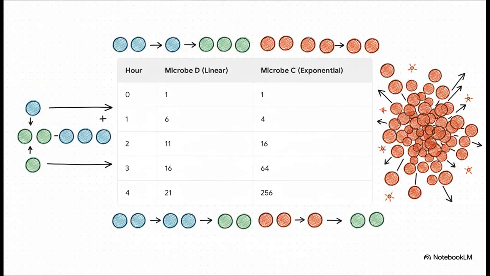Okay, here's the play-by-play. They both start out as just one single cell. Now microbe D, that's our linear guy. It just adds 5 new microbes every hour. You can see the pattern, right? 1 plus 5 is 6, 6 plus 5 is 11. It's that constant addition. But then, look at microbe C. That's our exponential champion. It's not adding, it's multiplying its population by 4 every hour. So it goes from 1 to 4 to 16, and then, whoa, things really take off.